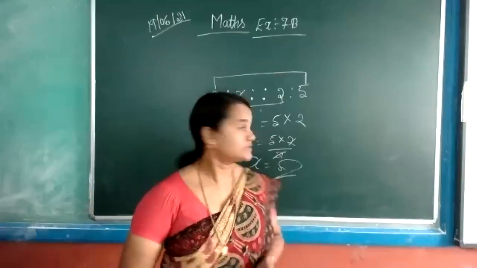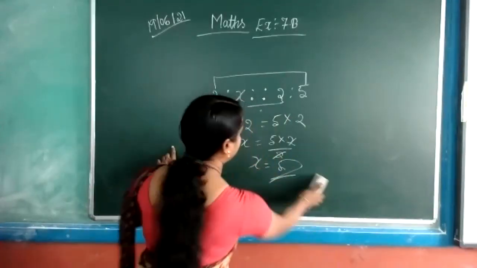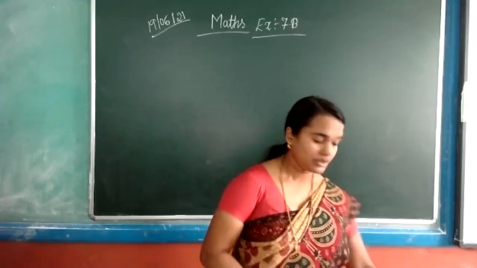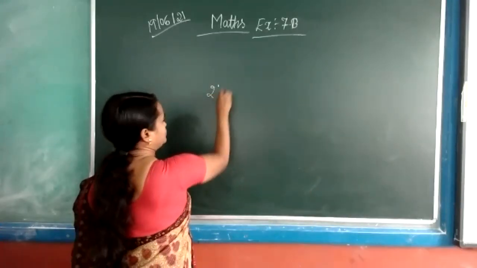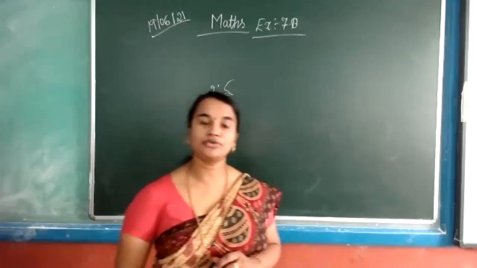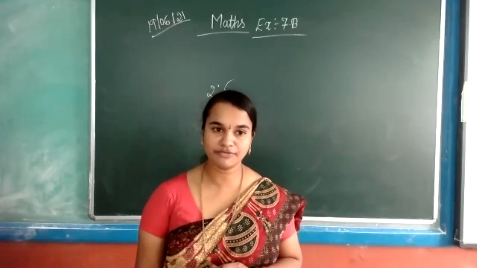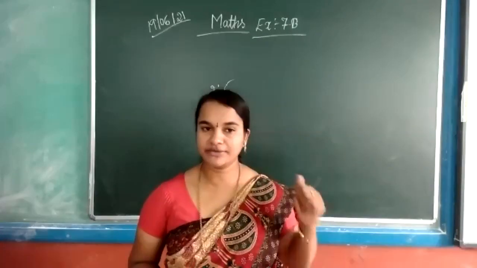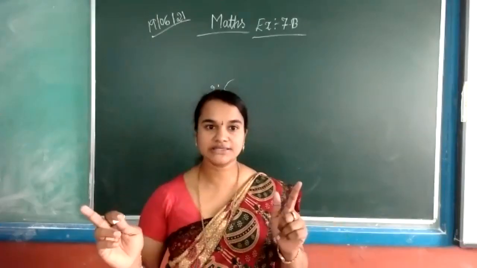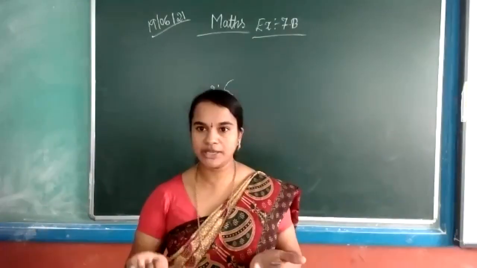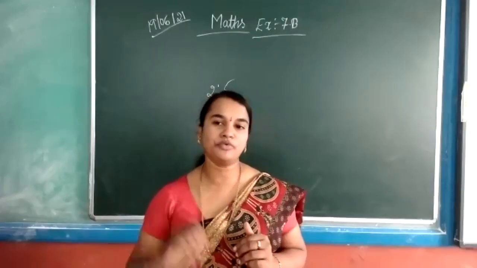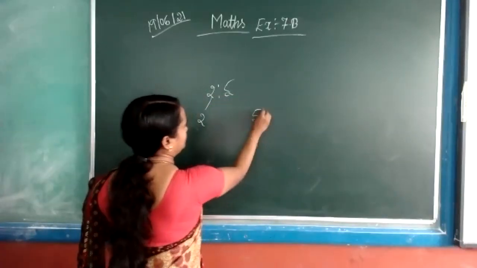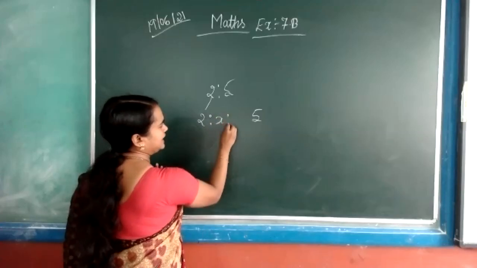Okay, now next, like this, we will find the value of x. Now the next one: if they ask, they will give like this, 2:5, and ask us to find the mean proportion. How will we find the mean proportion here? Mean means, you know, the center part. First and last are extremes and the center part is the mean. So in the place of the mean, we have to put the x value. This is the first one and this is the last number: 2 is to x as x is to 5.